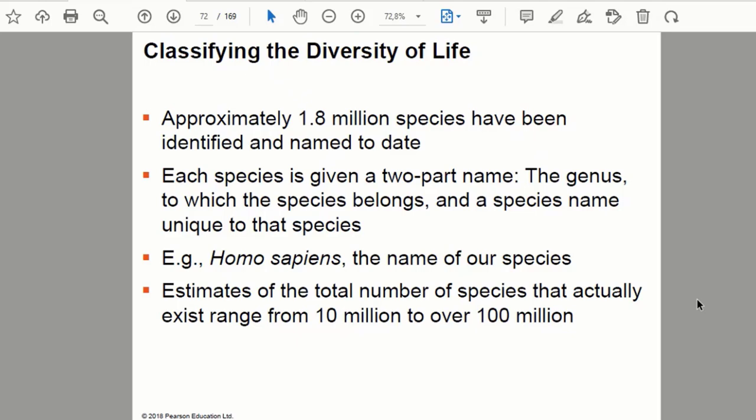So, classification of the diversity of life: approximately over 1.8 million species have been identified and named to date. Over 1.8 million. When we say species, we as humans belong to one species. I hope you get that. So when they say 1.8 million species, they're not saying you and me and me. You and me, we are counted as one species.